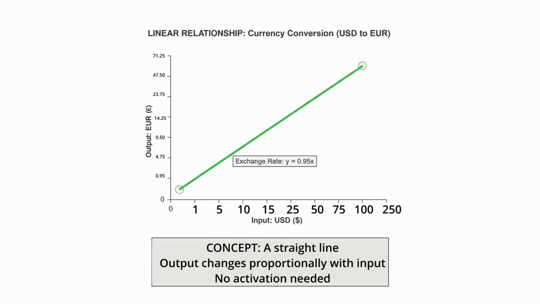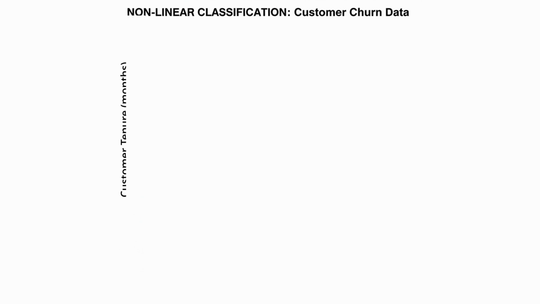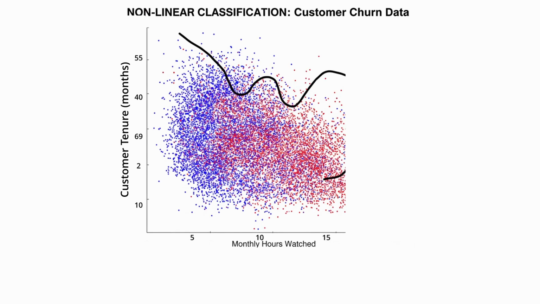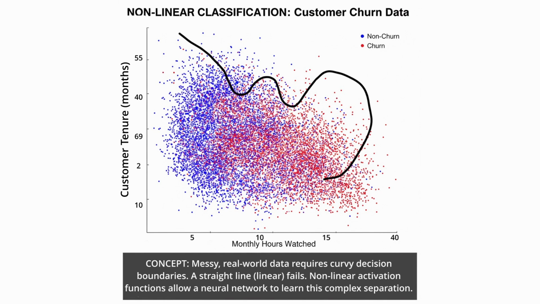Now let's compare that to something much more realistic and much less linear. Imagine you're building a model to predict whether a customer will stop using your streaming service. You might have inputs like this: how many hours they watched last month, how long they've been subscribed, whether they contacted support recently, and their age. Here's the tricky part. Someone watching very few hours might be likely to churn. Someone watching a moderate amount probably stays. But someone watching 20 hours a day might churn too. There's no straight line you can draw through that data.